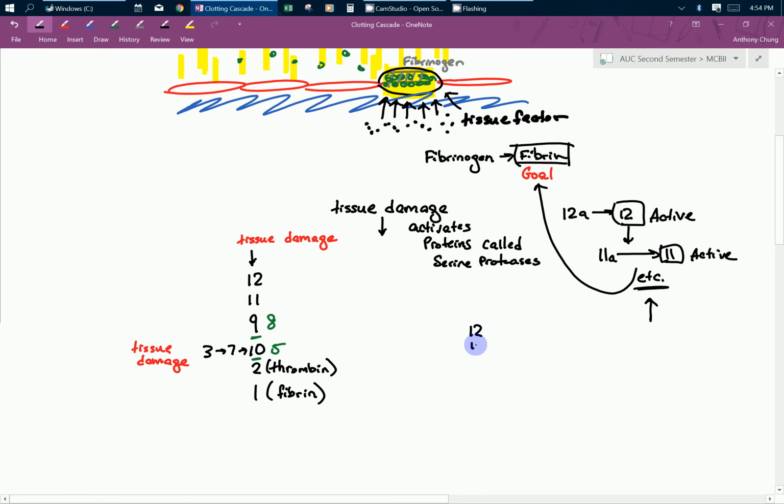It's pretty fast. 12, 11, 9, 10, 2, 1, 3, 7, 8, 5. I think of it like 9 minus 1, 10 divided by 2, 3 plus 7 is 10. Whatever works for you, but you have to remember these numbers in some sort of shape or form. 9 and 8 kind of go together, so I square them off. 10 and 5 come together, so I square them off. So 8 is more of a subunit of 9. They have to come together in order for 9 to convert 10 to an active form. And then 10 and 5 need to be together in order to activate factor 2.